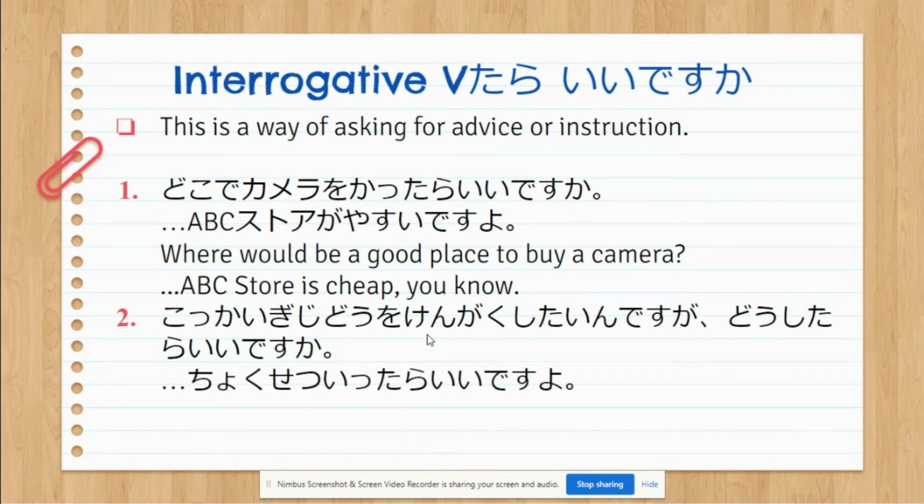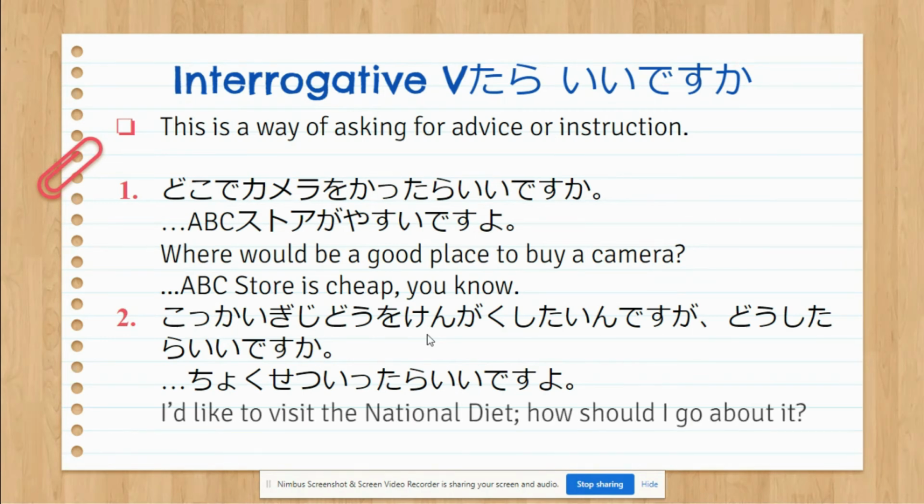Chokusetsu ittara ii desu yo. I'd like to visit the National Diet Building. How should I go about it? You can go right there, you know.